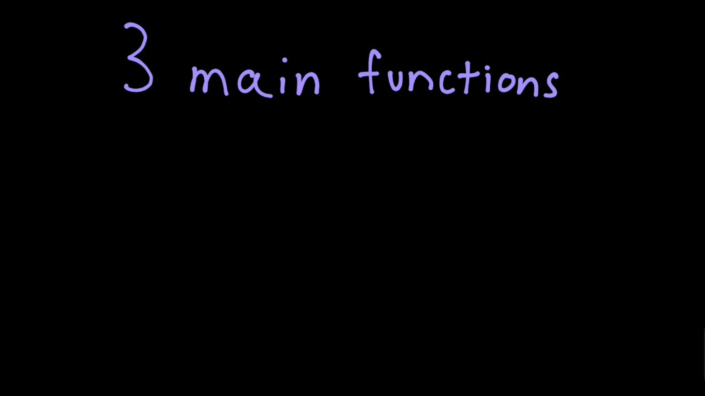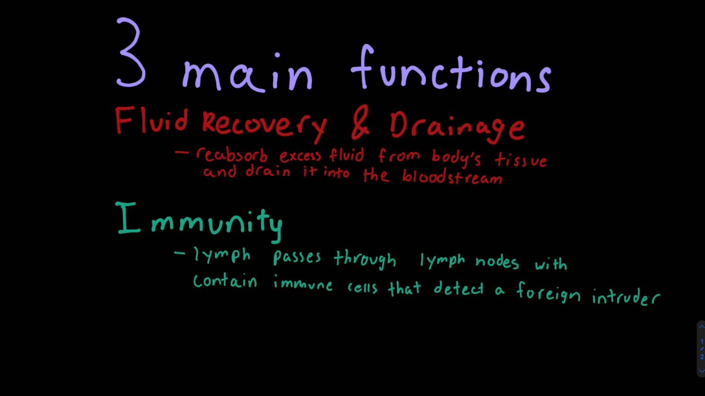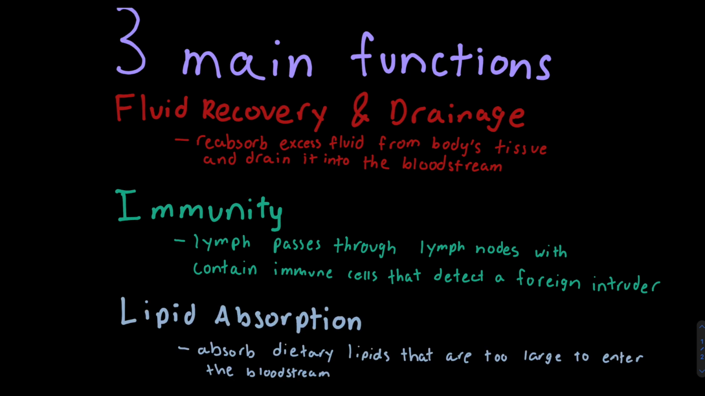One thing to note is that all of these components perform 3 main functions: fluid recovery and drainage to reabsorb excess fluid from the body's tissues and drain it into the bloodstream, immunity to detect and attack certain foreign intruders from causing harm, and lipid absorption to absorb dietary lipids that are too large to enter the bloodstream. These functions are the reason why our lymphatic system is very crucial for our body to function properly.